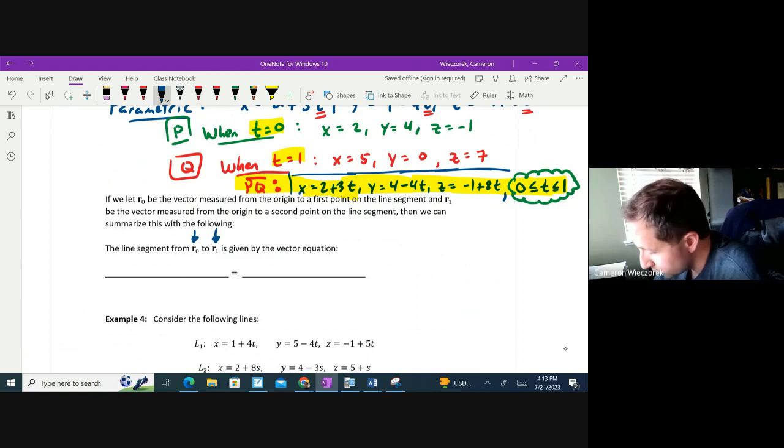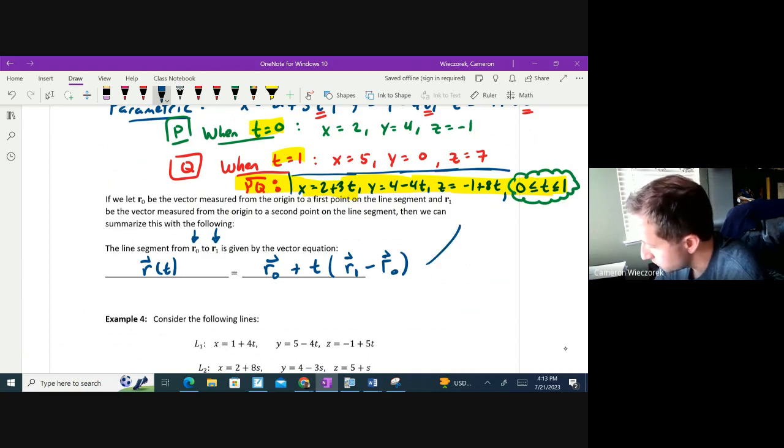Then the vector equation would be given by r(t) equals the vector going to the initial point, so it'd be R0, plus t times the direction vector. Well, that was just the difference in the coordinates, which would be the difference in the two vectors to those coordinates, R1 minus R0. This is exactly what we did here, just in symbols. And what your textbook does is they simplify this. So if you clean up the algebra a little bit, this is the same as (1 minus t) times R0 plus t times R1.